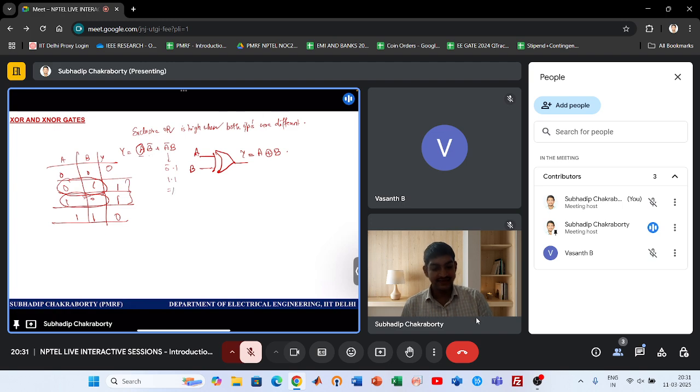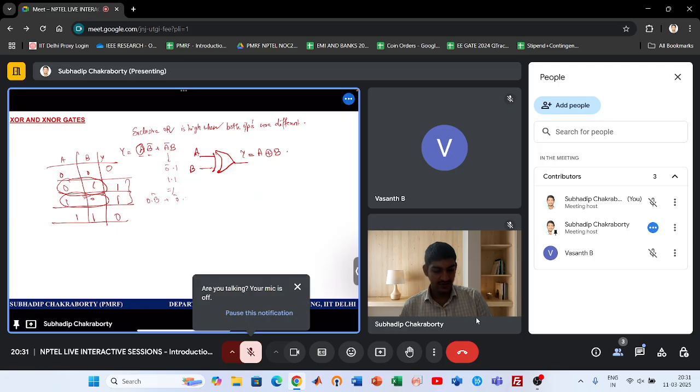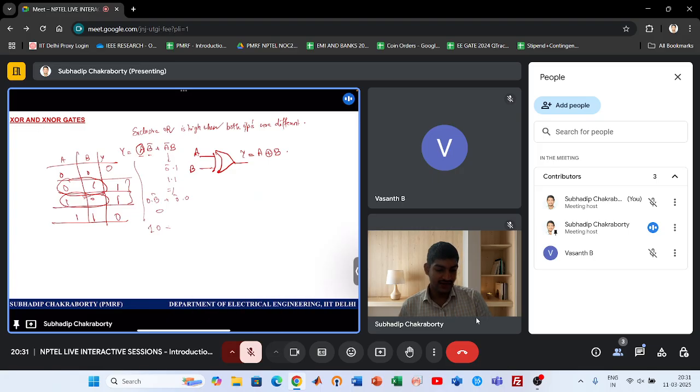If both A and B are 0, so 0 into B bar plus 0 bar into 0, which is nothing but 0. Or if A is 1 and B is also 1, then B bar is 0, and A bar is 1 bar, so 0 times 1, so it gets 0. Y is high only when the inputs are 0, 1 or 1, 0. Either different inputs, right?